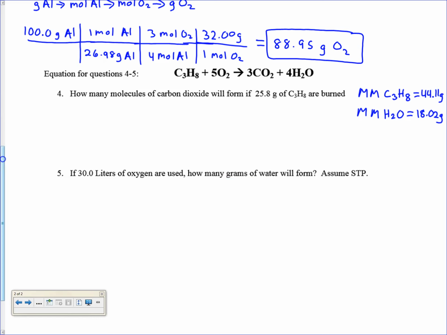This first one here, oh sorry, it's asking for molecules of carbon dioxide. It starts out with grams of C3H8. So we need to go from grams of C3H8 to moles of C3H8. And from there we can go to moles of carbon dioxide. And from there we can go to molecules of carbon dioxide.